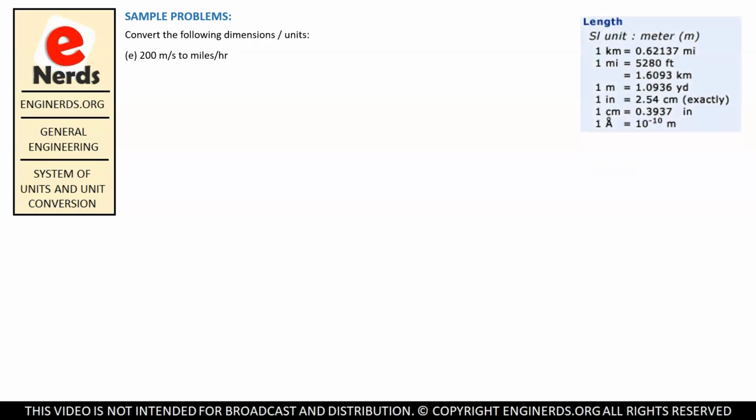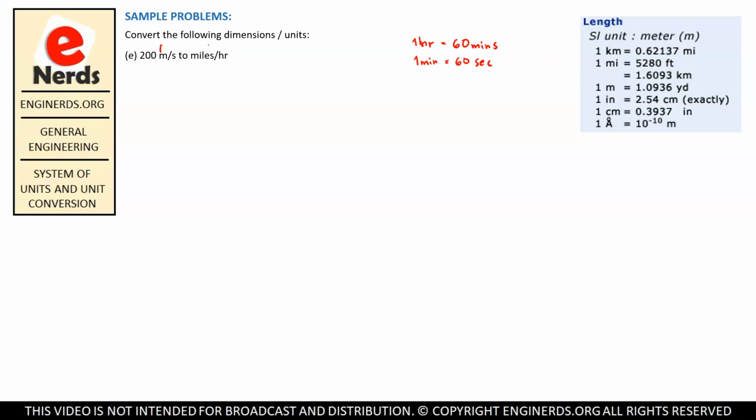Okay, so mag-start na tayo sa derived units, no? So we have here 200 meters per second to miles per hour. So we are talking about speed. And to do that, we need the conversion factor for length. So we have here length and time. So far, wala pa akong binigay na conversion unit ng time. But we are already doing that in clock problems in algebra. We know that in 1 hour, we have 60 minutes. And we know that in 1 minute, we have 60 seconds, di ba?